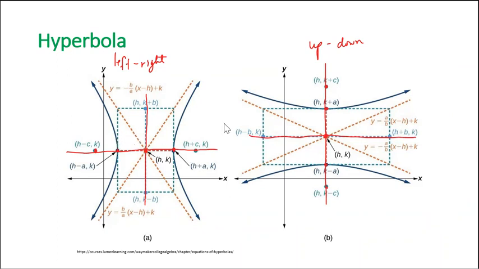Now observe that in the hyperbola, we see two additional lines. These two broken lines here are called the asymptotes of the hyperbola. The asymptotes serve as a guide in graphing the hyperbola. The hyperbola will approach these asymptotes, but will never touch them.